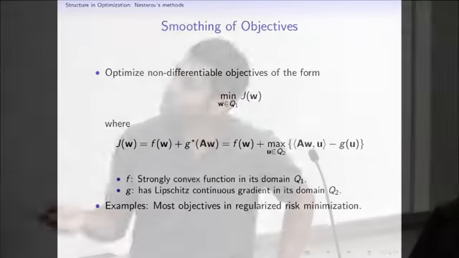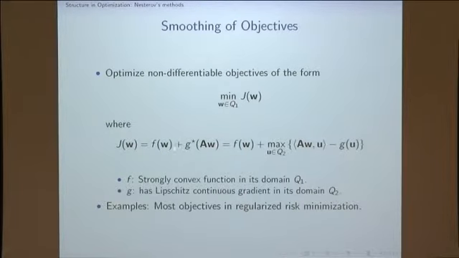Suppose you want to minimize a non-differentiable objective which looks like this form. It is the sum of a strongly convex function f and the dual of a smooth function g. I'll use the terms function with Lipschitz continuous gradient and smooth function as meaning the same thing, so I'll use them alternately. So this objective is the sum of a strongly convex function and the dual of a smooth function.